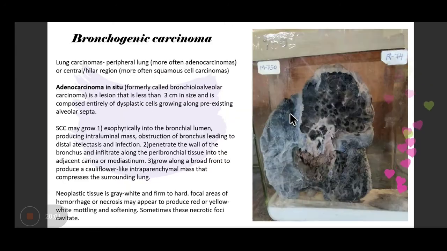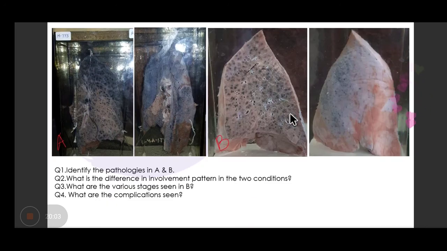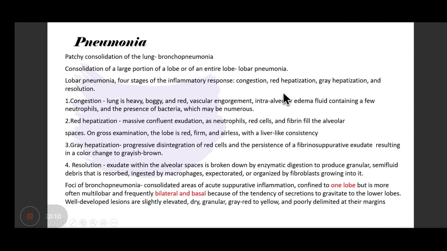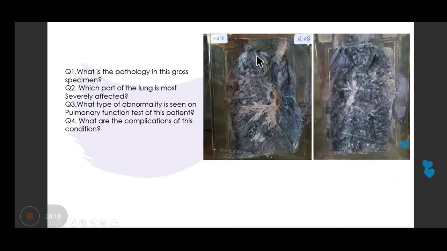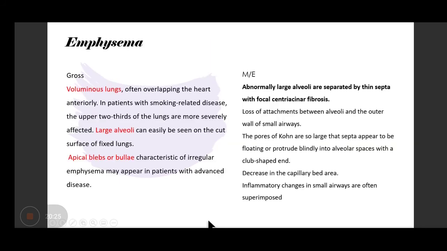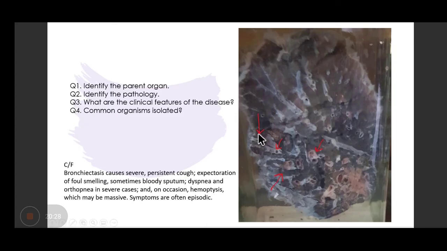Again, metastatic lung carcinoma, which is bronchogenic. This A is lobar pneumonia, B is lobular pneumonia. Okay, this is your emphysema. Emphysema means grossly you'll find a bulla or a bleb on the head of the lung, okay, the apical area. This is your bronchiectasis, in which you can trace the holes till the pleura.